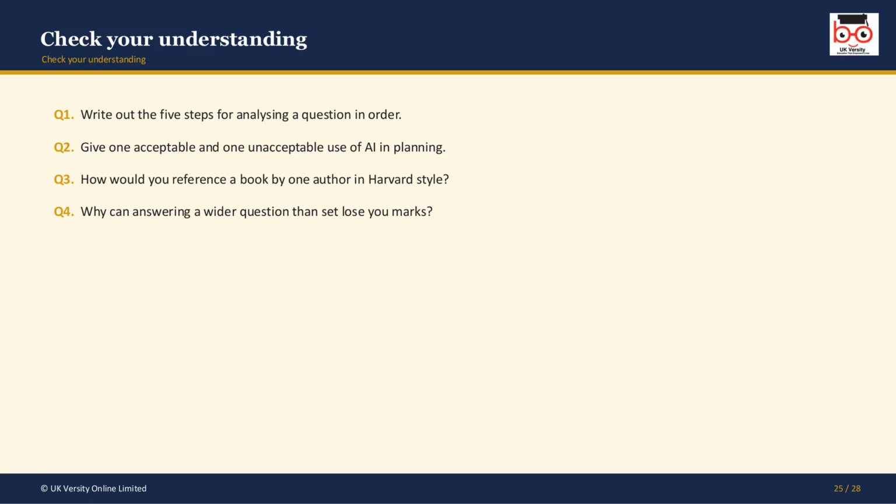Time for another quick check. Can you write out in order the 5 steps for analysing a question? Give one acceptable and one unacceptable use of AI in planning. How would you reference a book by a single author in Harvard style? And why does answering a wider question than the one set cost you marks? Take a moment with these before we finish.